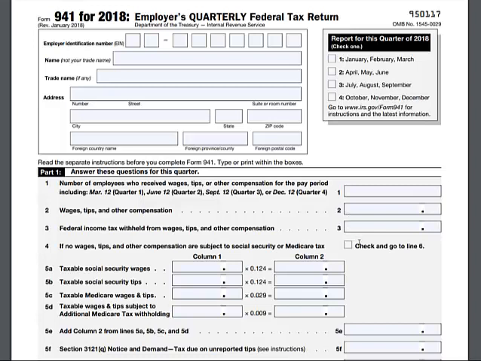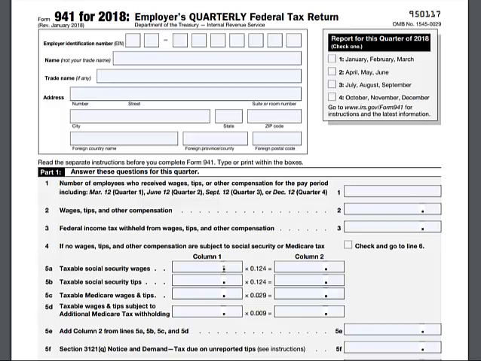On line 3 is the amount of federal income tax that was withheld for the quarter. So the amount that we withheld from our employees in federal income tax is reported here on line 3. Line 4 is rarely checked, so we'll just skip over that one.